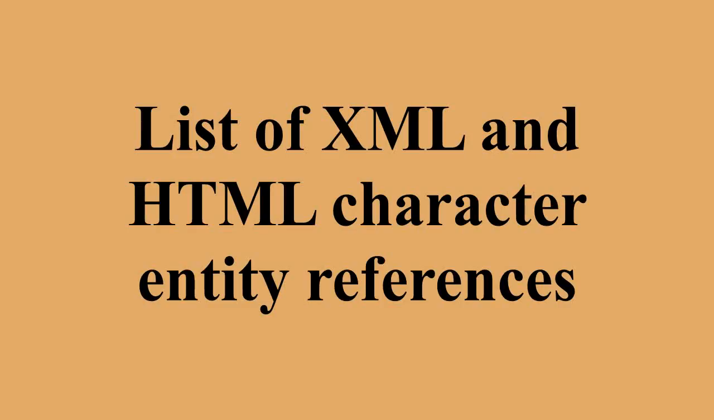The table below lists the 5 XML predefined entities. The name column mentions the entity's name. The character column shows the character. To render the character, the format &name; is used. For example, &amp; renders as an &.